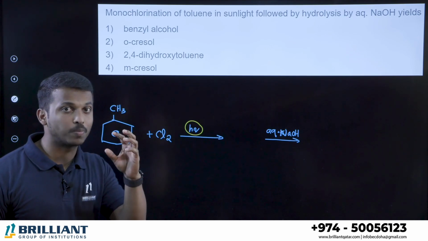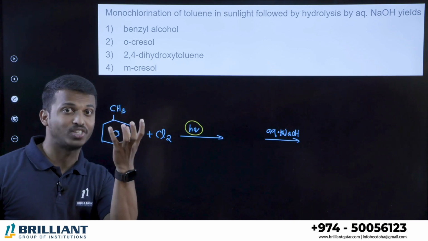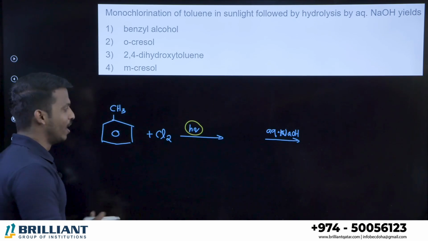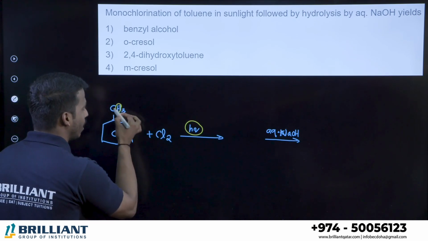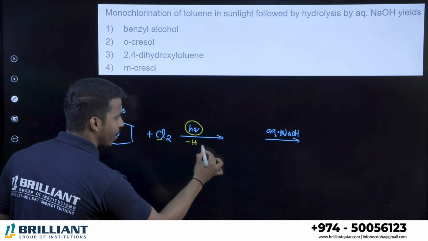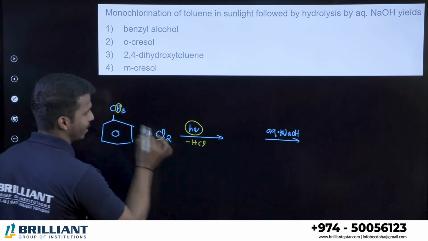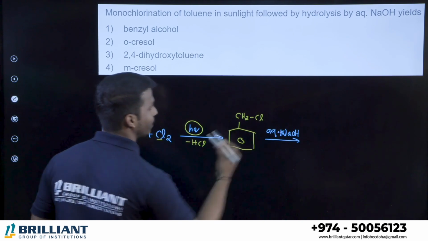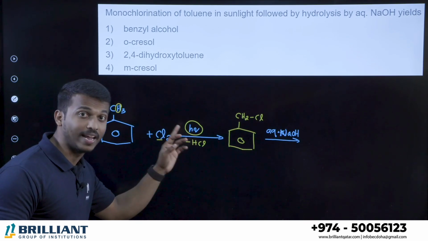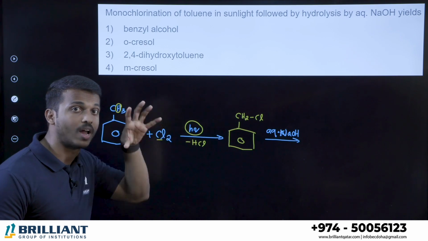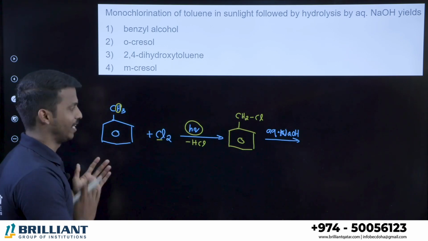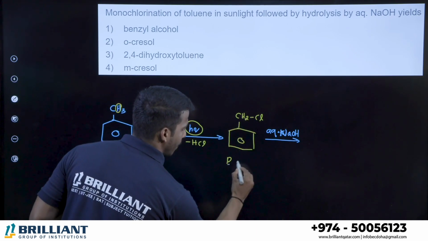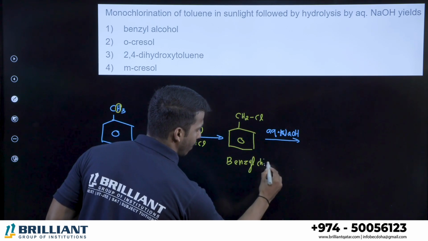Substitution takes place on the alkane chain. Yes or no? Substitution will happen on the alkane chain, not in the benzene ring. So what is substitution? One hydrogen will go with one chlorine as HCl, and the remaining chlorine attaches instead of hydrogen. So you will get the compound benzene with CH2Cl. Light means substitution only on the alkane chain. Please don't add into the benzene ring. What is the name of this compound? Benzene with CH2 is called benzyl, with chlorine it is called benzyl chloride.